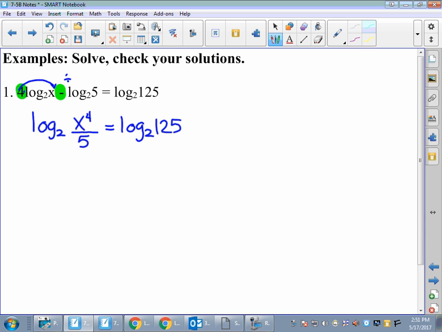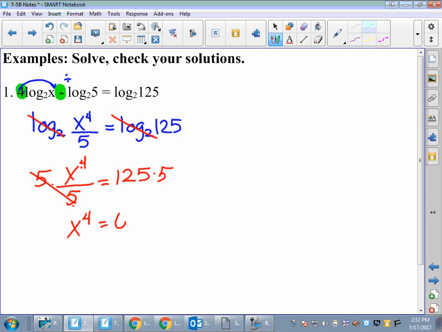Now I can eliminate the log from both sides. Log base 2 is gone. So x to the fourth over 5 is equal to 125. And now just use inverse operations. Okay, look at the variable. Whenever you solve, you're trying to get the x by itself. Right now, x is being taken to the fourth power, and it's being divided by 5. So inverse operations tells me I need to multiply by 5. X to the fourth is equal to 625, and then take the fourth root.